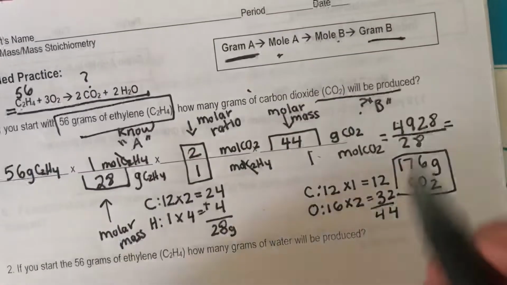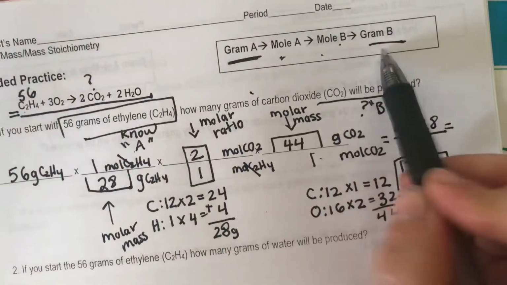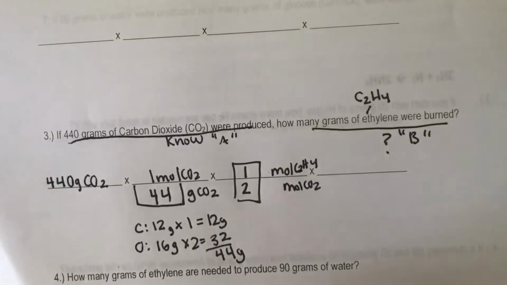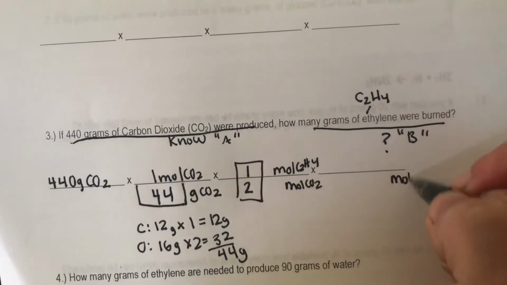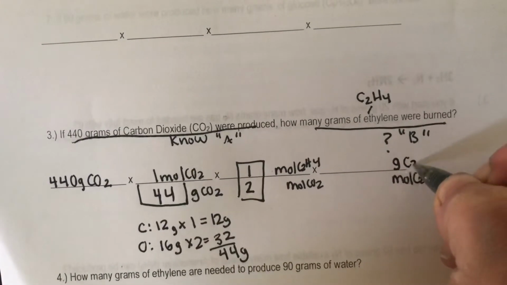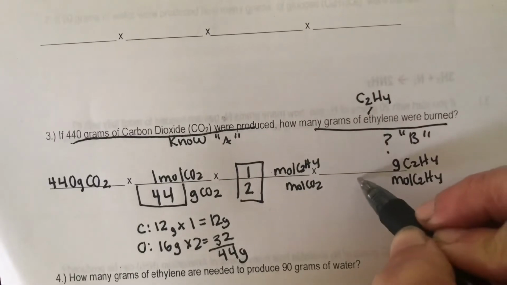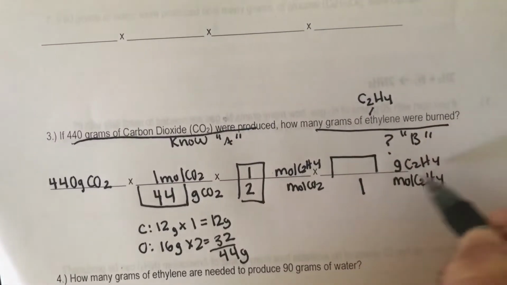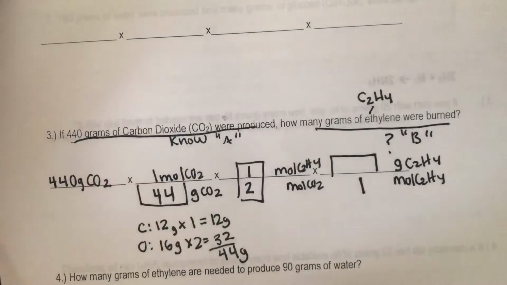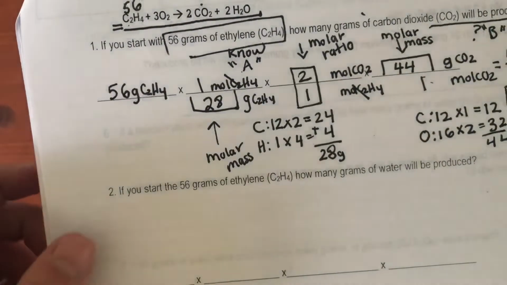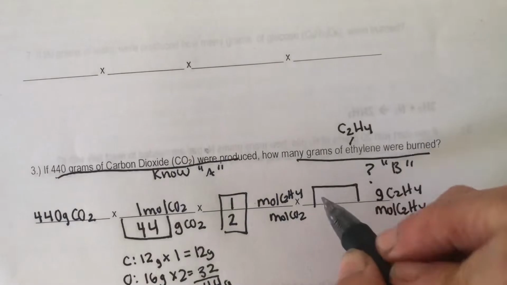Finally, my last step is to go from moles of B to grams of B. So right now I'm in moles of B, which is my C2H4. So I need to cancel my moles and end in grams. So this number down here is always a 1. And what goes up here is the molar mass of whatever this is. So we already calculated that molar mass. See, we calculated number 1. The molar mass of C2H4 was 28. So I'm going to go ahead and fill that in here.